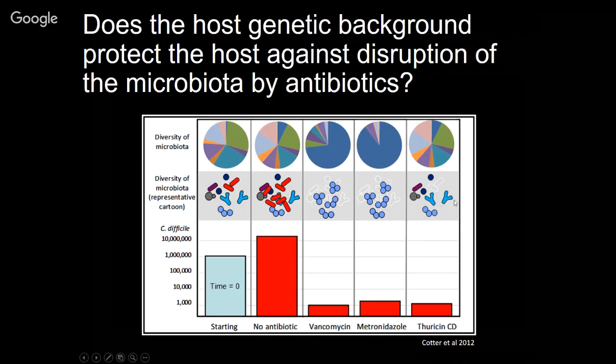And in this particular figure, they're showing that different antibiotics affect the microbiota differently. They're also showing that exposing these animals to antibiotics also changes the number of C. difficile specifically that are in these hosts. So what we're interested in is determining whether or not the host genetic background can protect the host from changes in the gut microbiota.